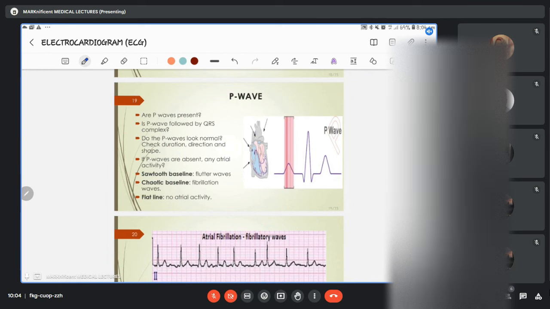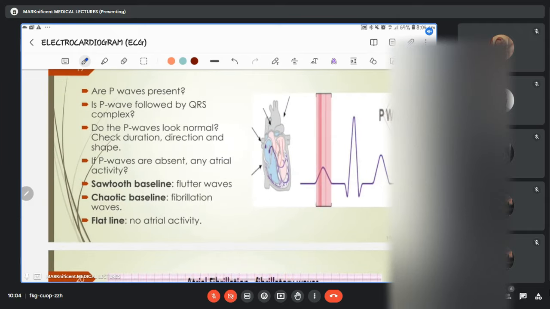Now we'll talk about each of these waves individually. Remember again, just to remind you, we have P, we have Q, we have R, we have S, and then we have T. So P, Q is here, R, S, T. This is just to remind you. What we have here, you can see this red here is focused on the P. Whatever we're talking about is going to be on the P wave. So let's start with the P wave here.